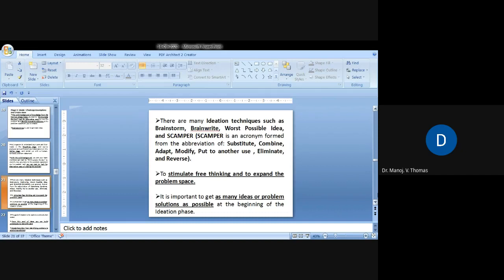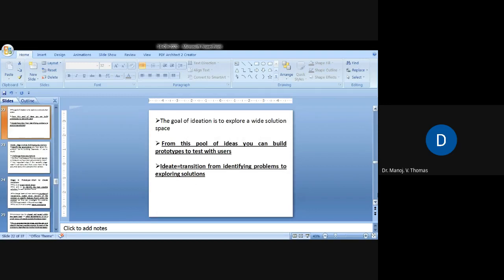So to stimulate free thinking and to expand the problem space, you need to have ideation techniques. It's important to get as many ideas as possible at the beginning of this ideation stage. From this pool of ideas generated in the ideation phase, you can build prototypes to test with the users. So the meaning of the word ideate is a transition from identifying problems to exploring solutions, transforming the problems to solutions. That is what ideate is. You have a problem, and you have some solution devised or identified. That is ideate.